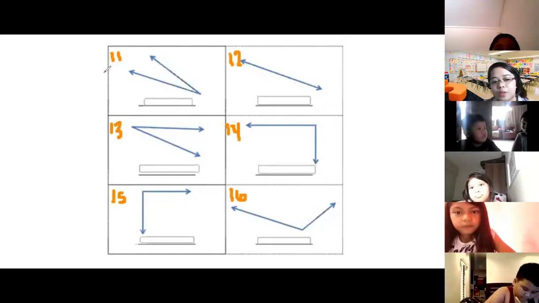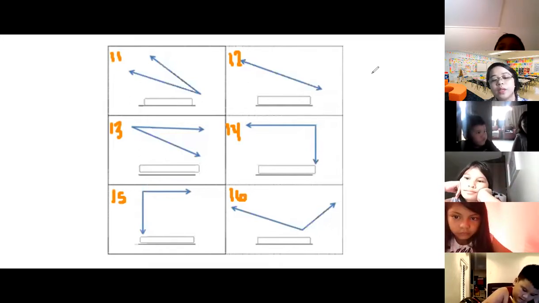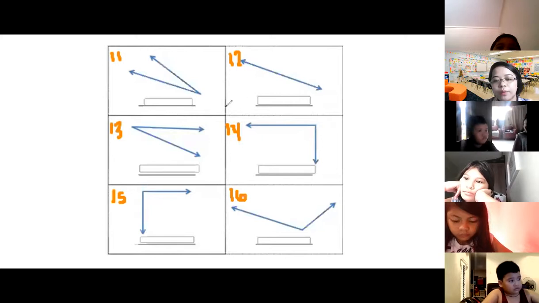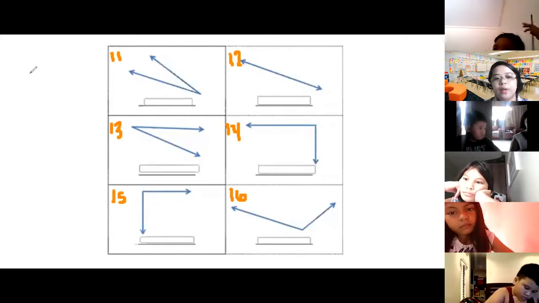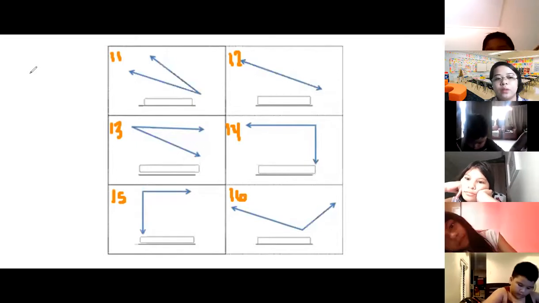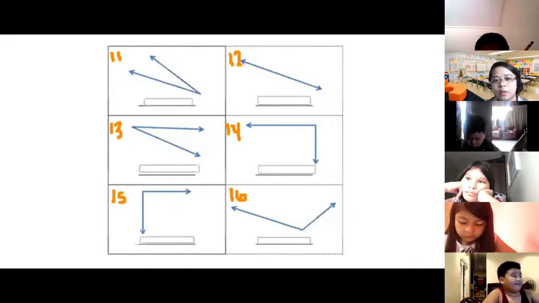If this angle is obtuse, right angle, acute angle, or straight angle. So I want you to draw the angle so that you will understand whether the given angle is what is being asked. Okay, so let me just write down.